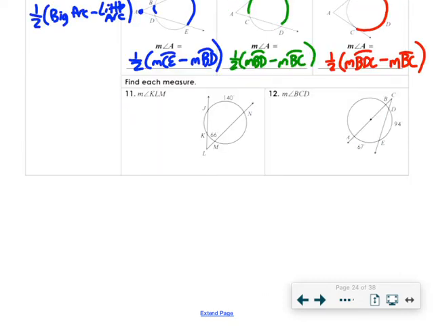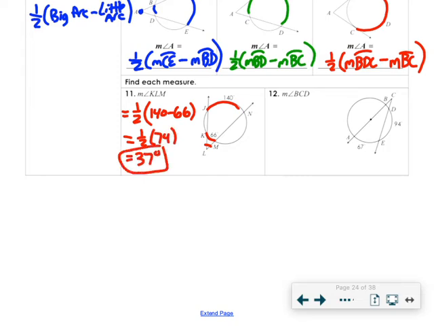Okay, let's try some examples. They want KLM, that's this outside angle. The outside angle is equal to 1/2 of the big arc minus the little arc, 140 minus 66. If it's on the outside, that's the time when we subtract. If they meet on the inside, we add. If they meet on the outside, we subtract. This is equal to 1/2 of 74. So this angle on the outside is 37 degrees.